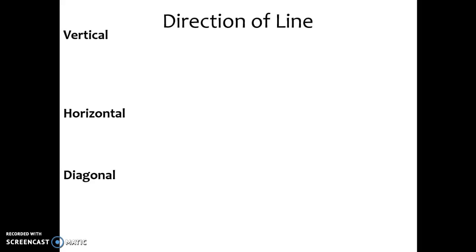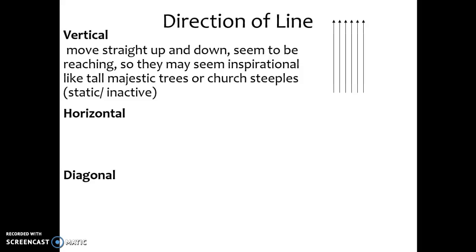We can also separate lines by the direction that they follow. A vertical line is one that seems straight up and down. These tend to be static lines. We don't think about vertical lines moving very much.